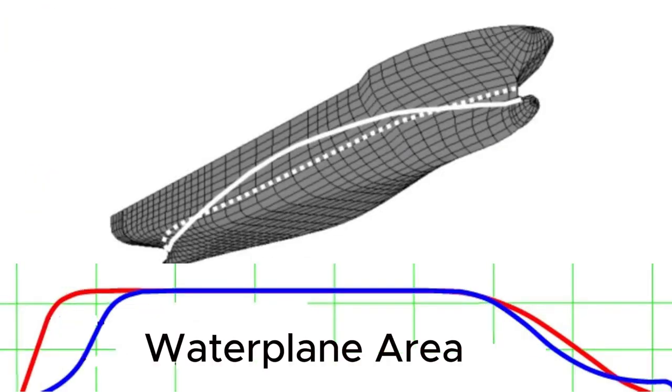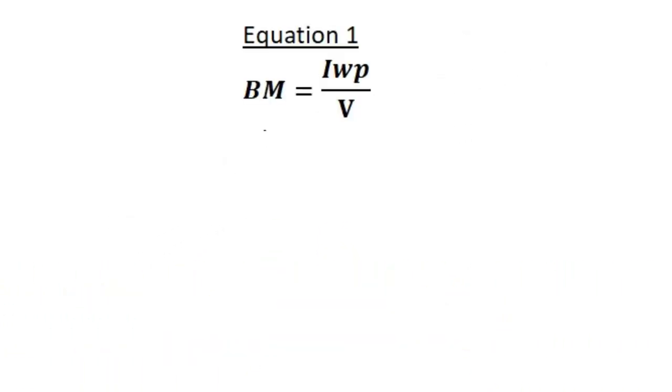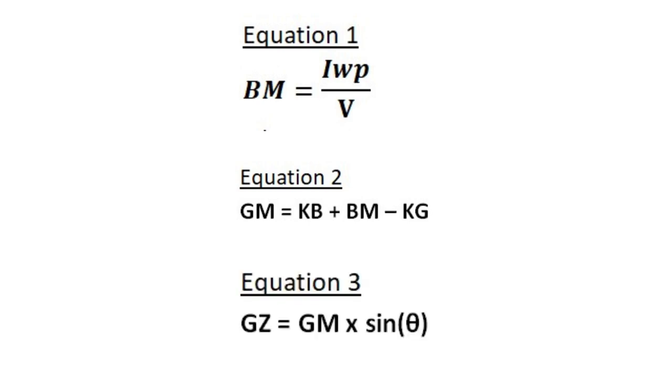We saw that when the ship moves through waves, the waterplane area changes, which may become significant if the wavelength is comparable to the ship length. The waterplane area directly affects the moment of inertia of the waterplane about the centerline, also known as the second moment of area. Change in the moment of inertia directly impacts the metacentric radius, BM, according to equation 1. Consequently, changes in BM will alter GM as described by equation 2, and GZ will be altered with changes in GM through the relationship in equation 3.